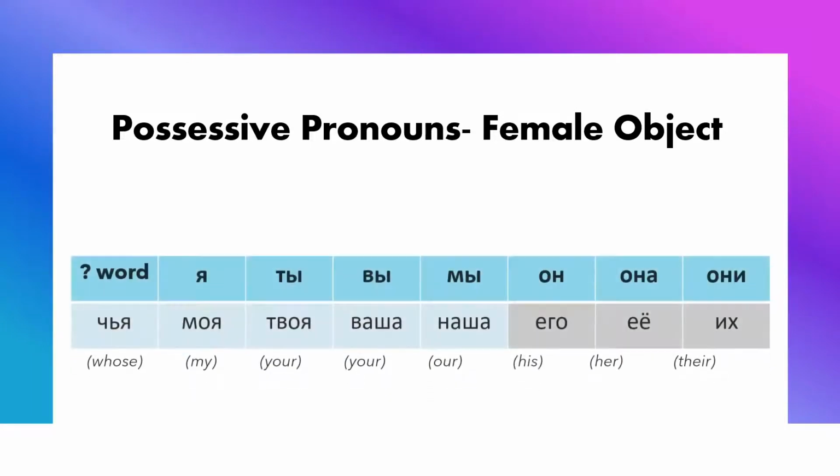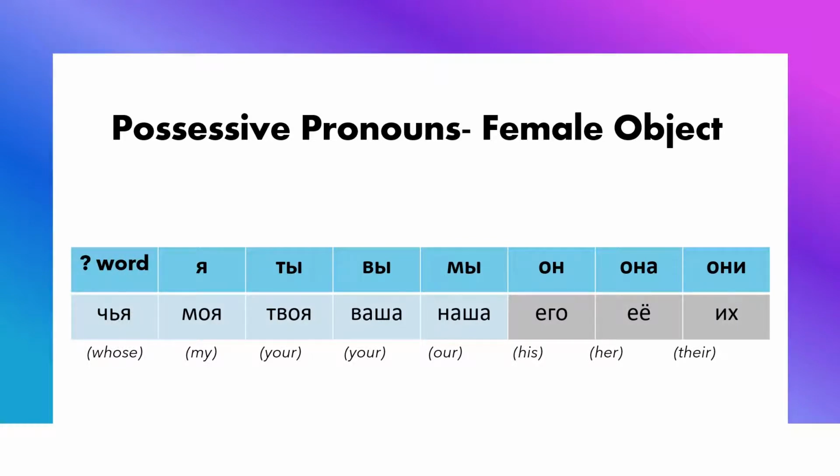So we've got the same kind of table. The question word whose is чья. So if our object is картошка, potato, and I would ask whose potato is this, I would say это чья картошка. My is моя, your is твоя. Your formal or plural is ваша, our is наша. And then those last three did not change. His, его, her, её, and their, их.